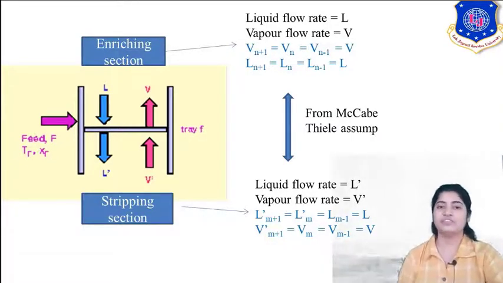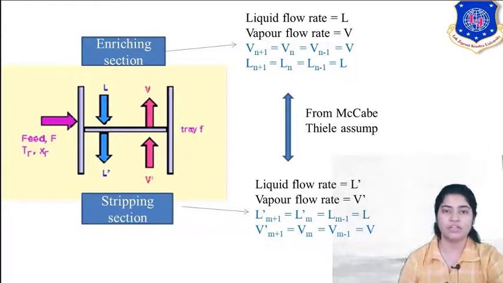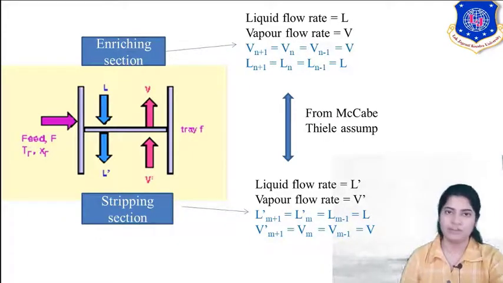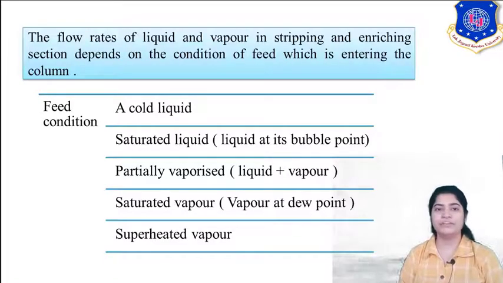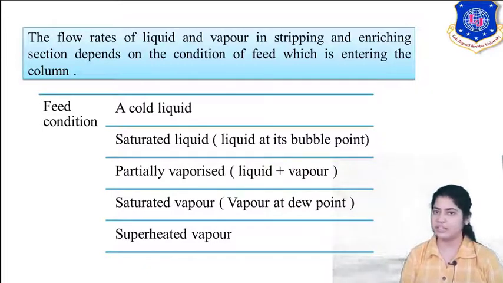Here in the stripping section, L bar and V bar are the liquid flow rate and vapor flow rate. Similarly, for various plates in the stripping section, your liquid and vapor flow rate would be the same. Here you can conclude that the liquid flow rate in the enriching and stripping sections might be different. Similarly, the vapor flow rate in the enriching and stripping sections again might be different. It totally depends on your feed condition. The flow rate of liquid and vapor in the stripping and enriching sections depends on the condition of the feed which is entering the column.